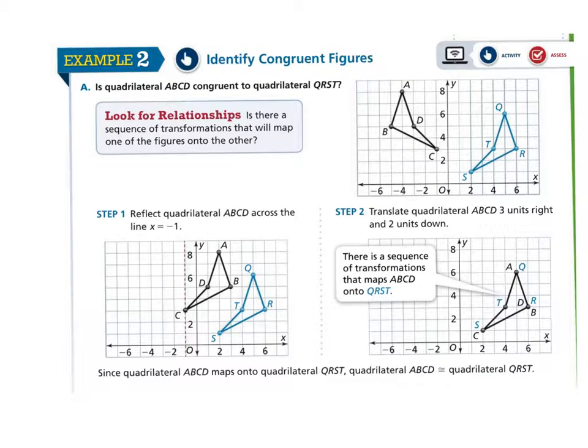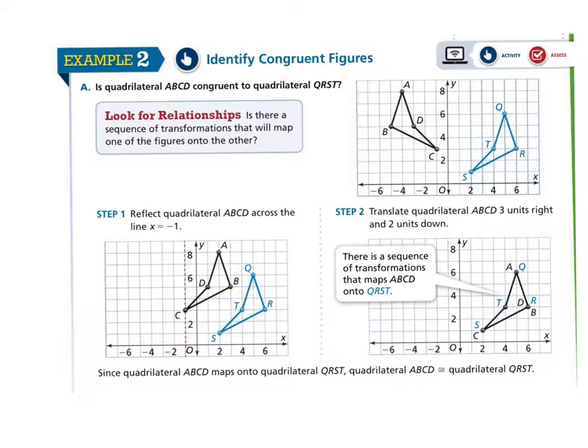So example 2 asks if these quadrilaterals are congruent. The first step they said we could reflect ABCD across the line x equals -1, and then translate it 3 to the right and 2 down. They're trying to reflect it across and get them directly on top of the other one. I'm not sure why they did 3 to the right and 2 down. Maybe just reflect it across x equals -1 and then translate it 3 to the right.